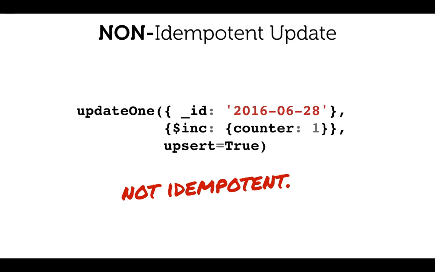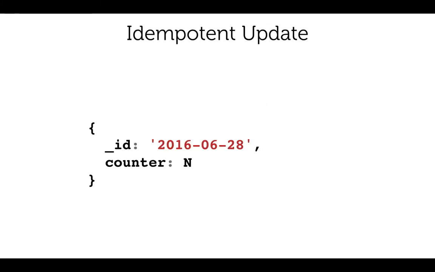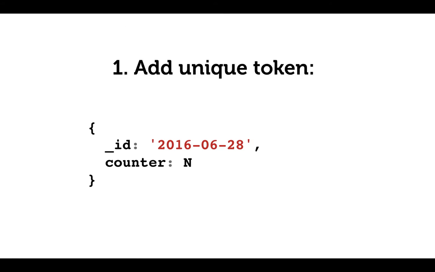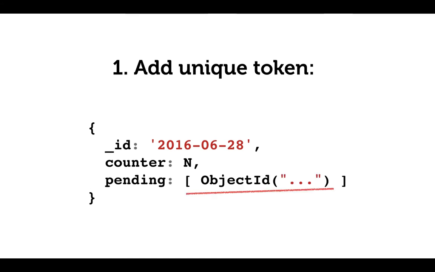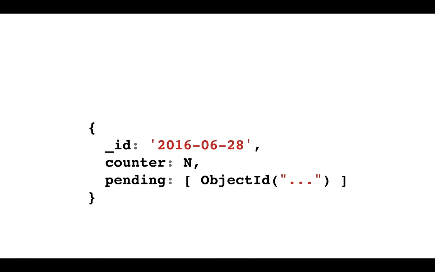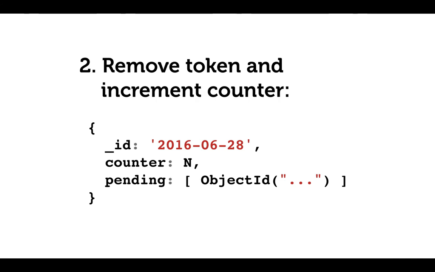The first part of this will be to take the document. The original state of the document at rest has its underscore ID of today's date, and the counter value is n. The first thing we're going to do, we'll leave n alone. We'll just add a unique token to an array, and we'll call that array pending. We need something unique to go here, and an object ID will do great for that. Now the second step is going to be, in a single operation, we're going to delete that token from the pending array, and we're going to increment the counter.